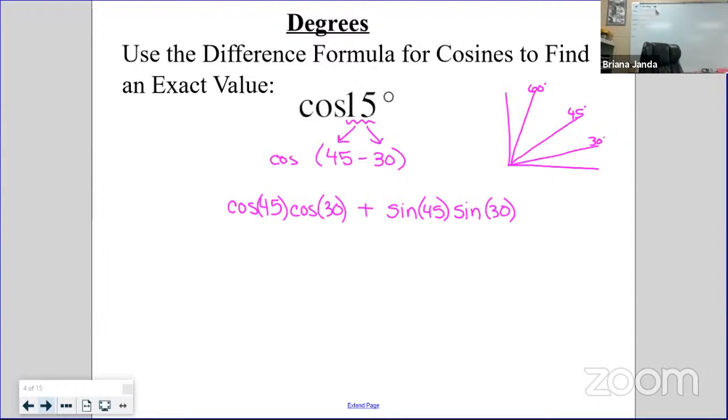Okay. Cosine of 45 degrees. And hopefully these will speed up because you're going to see a lot of the same ones over and over. What's cosine of 45 degrees? Square root of 2 over 2. Cosine of 30 degrees. Hand trick, or your square root of 3 over 2. Go to your first quadrant, whatever your method is. Consult it right now. Cosine of 30 degrees is square root of 3 over 2. Plus, and now we keep going, sine of 45 degrees. Square root of 2 over 2. Sine of 30 degrees. 1/2.